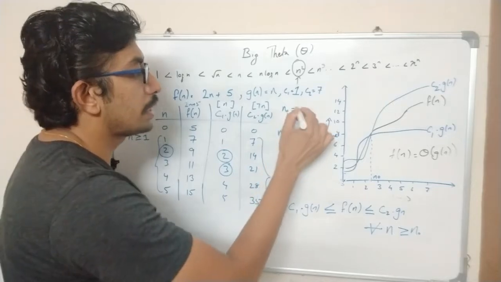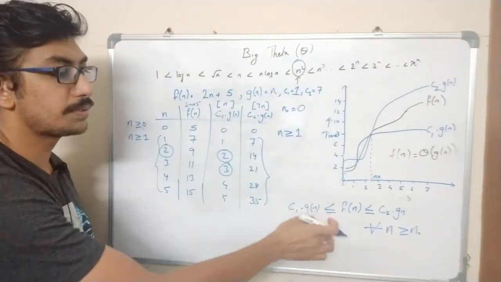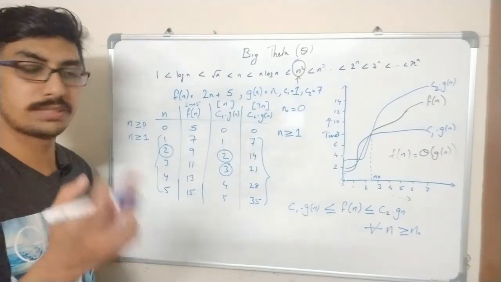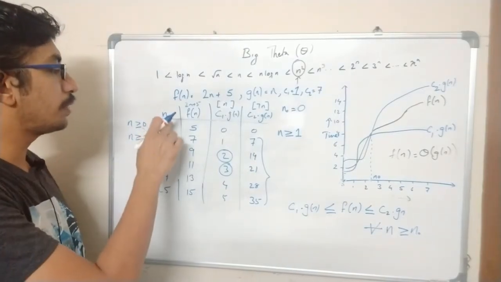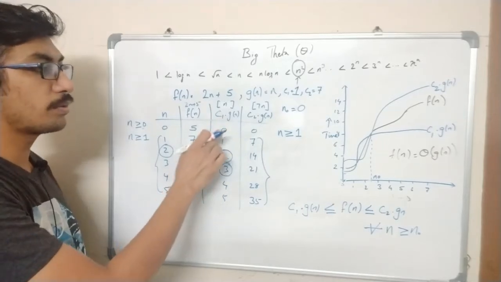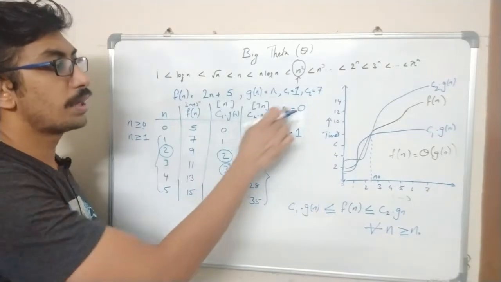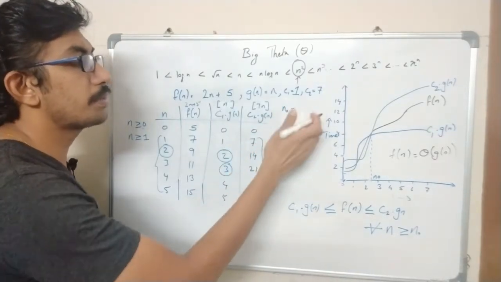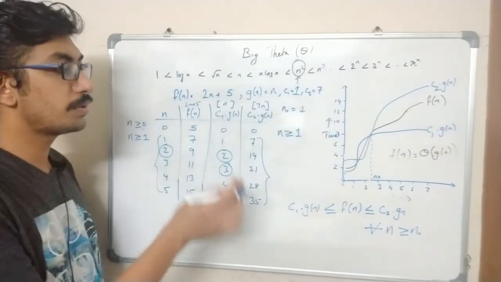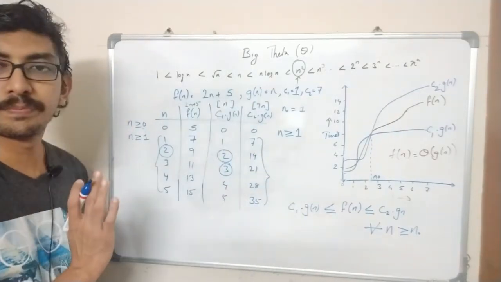What if I take n0 value as 0? Can I satisfy this condition? It is not possible, because for n0 as 0, c1 into g of n is acting as a lower bound, but c2 into g of n is not acting as an upper bound. So n0 cannot be 0, it can be any value from 1 onwards in this particular case. Okay, I hope it is clear for you.